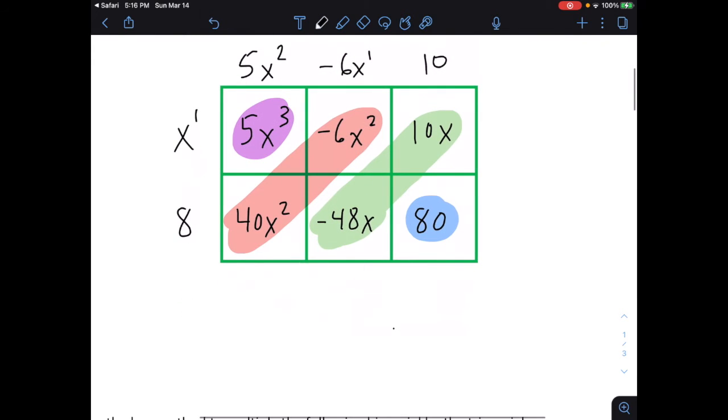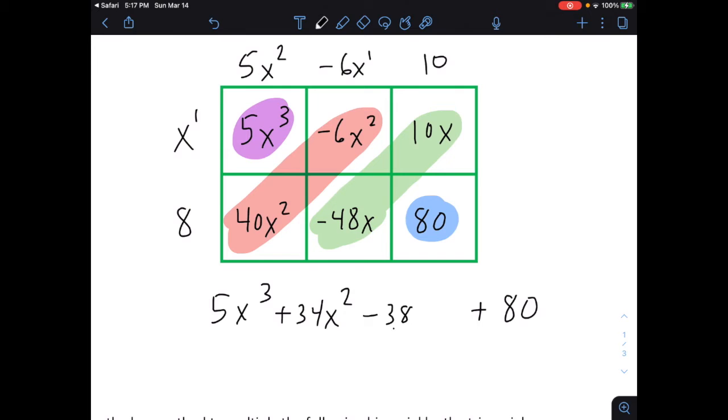Okay, so the first term is going to be 5x to the third. The last term is going to be plus 80. And then for the red one, 40 minus 6 is 34, so I'm going to have plus 34x squared. Okay, so when we combine like terms, the exponent doesn't change. And then we have negative 48x plus 10x. Another way to think about that is turn it around and say 10x minus 48. So that's negative 38x.